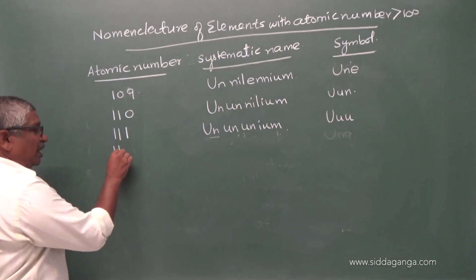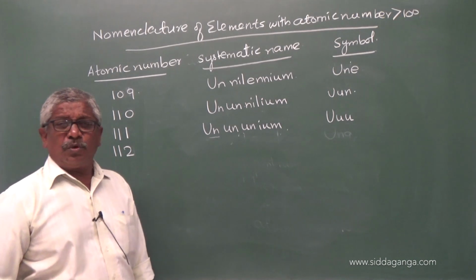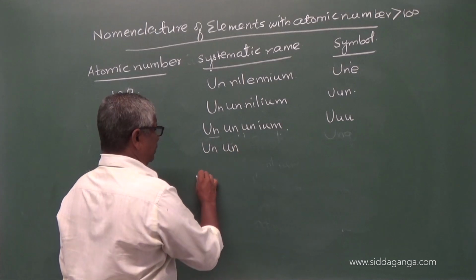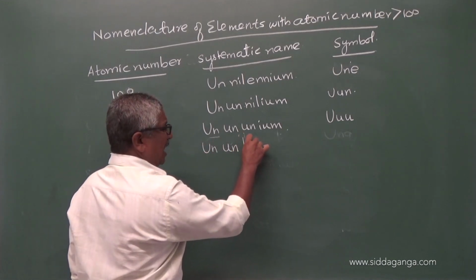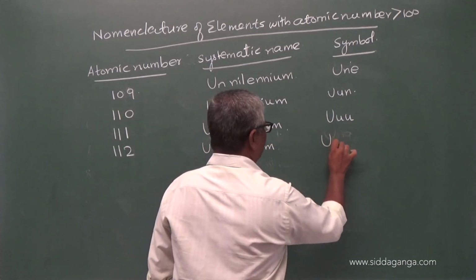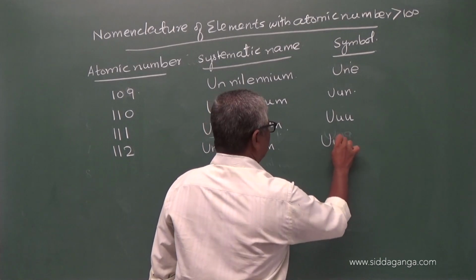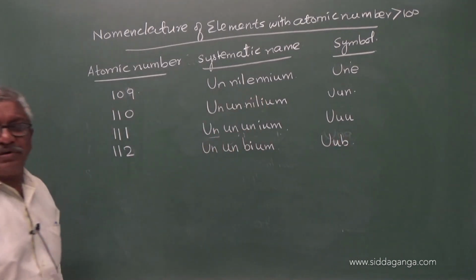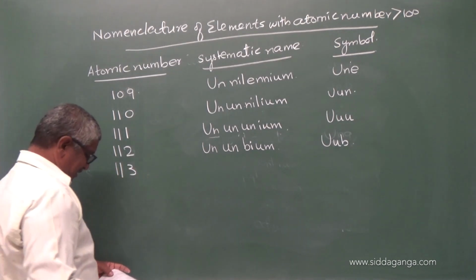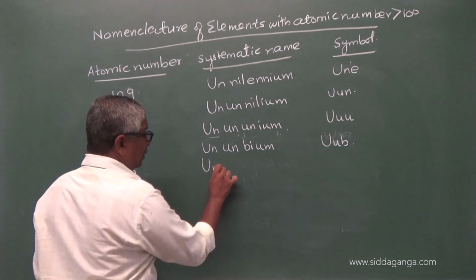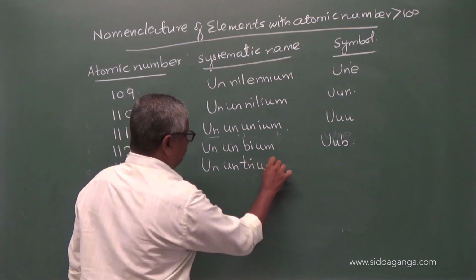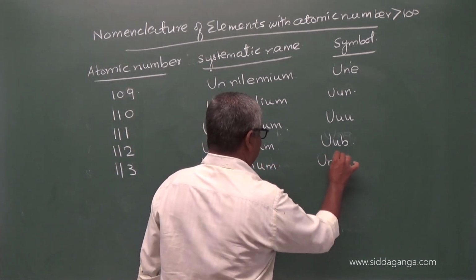Next it is 1, 1, 2. 1, 1, 2. It is un, un, another one, 2 it is bi, ium. So un-un-bi-ium, Uub is the 1, 1, 2. Now 113, it is un, un, tri, ium, it is Uut.